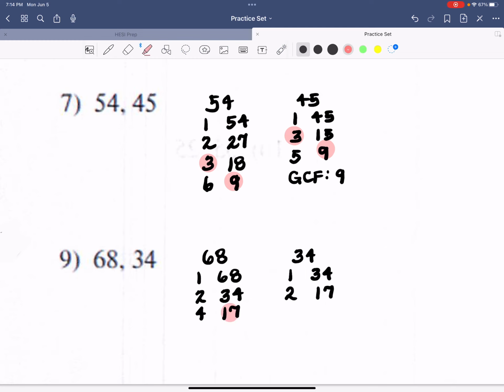Okay, so the greatest one is the 17, even though they both have, excuse me, no it isn't. The greatest is the 34. I would have missed that one, because I would have tried to do it in my head and I would have missed it.